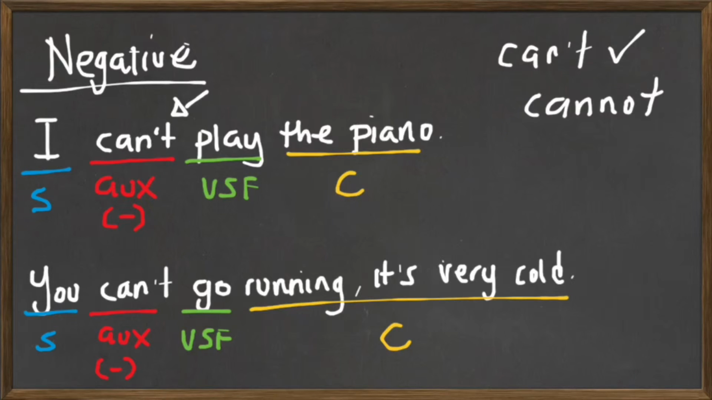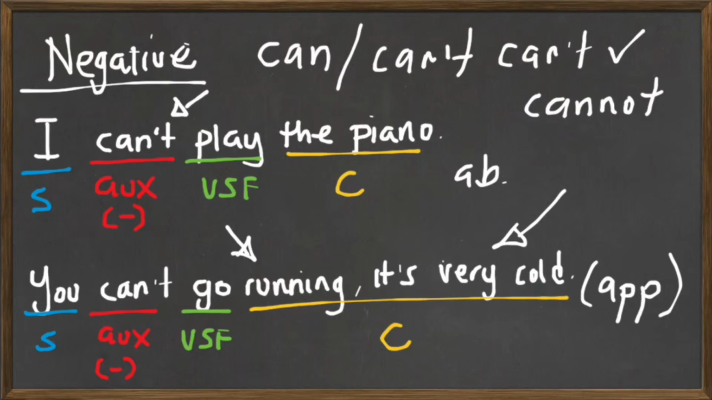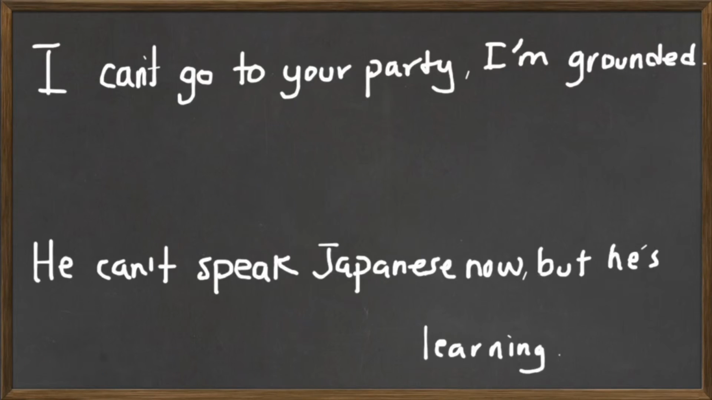In example number 1, we have play the piano, and that refers to an ability. Go running, it's very cold, we're talking about an opportunity. Why? Because I can run, but I can't run right now because the context tells us that it's very cold. It is not a good idea in this case. Something important to mention, the difference between can and can't. Normally this is short and this is long. Can and can't. All right, let's continue.